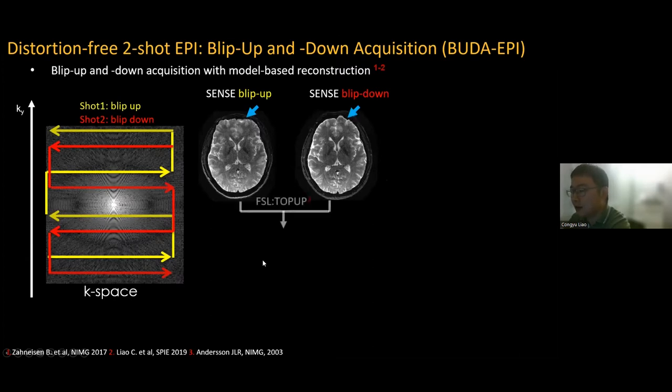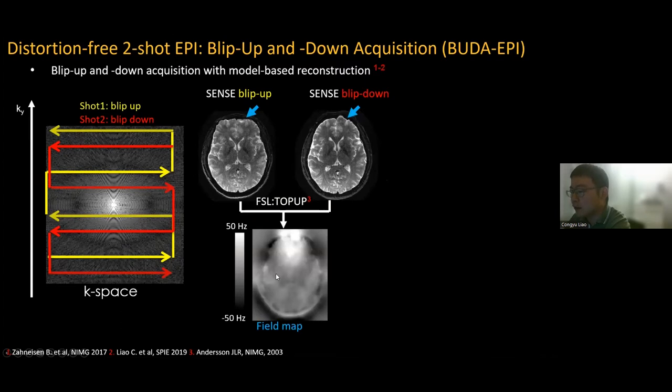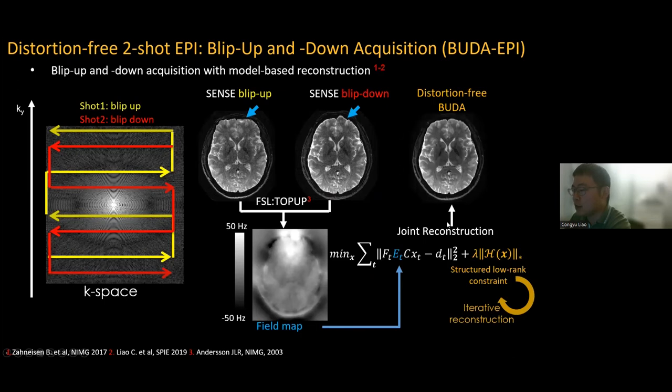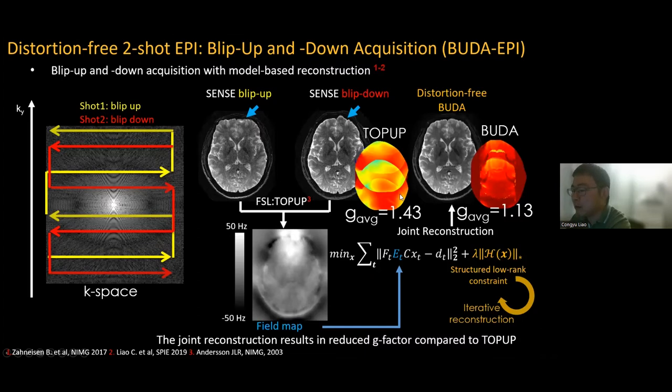Then the B0 and the eddy currents information can be extracted from the acquisition pair via FSL top-up. This information is then incorporated into a joint parallel imaging reconstruction with low rank constraint across the two shots to get one distortion-free EPI image. Compared to the FSL top-up method that estimates the blip up and down acquisitions separately with a post-processing method, such joint BUDA reconstruction significantly reduces the g-factor noise penalty at high accelerations.